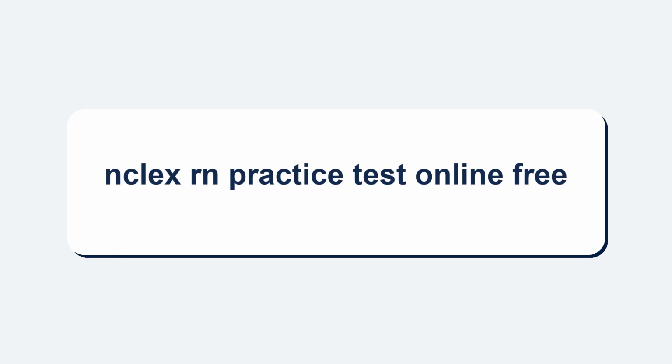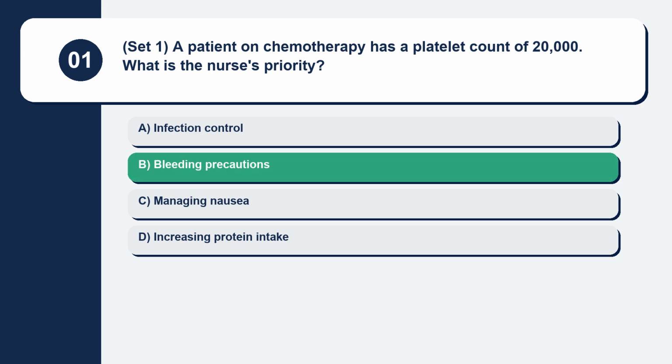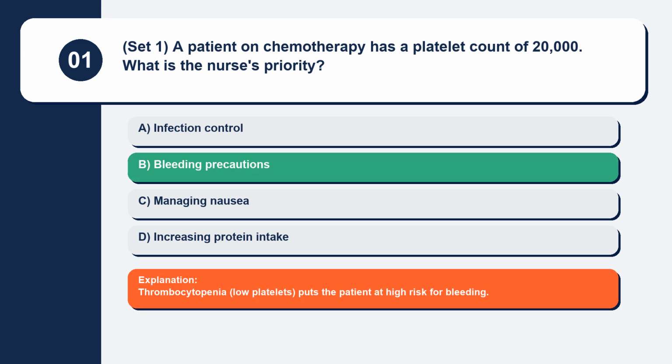NCLEX RN practice test online free. Question 1. Set 1. A patient on chemotherapy has a platelet count of 20,000. What is the nurse's priority? Infection control, bleeding precautions, managing nausea, increasing protein intake. Thrombocytopenia, low platelets, puts the patient at high risk for bleeding.